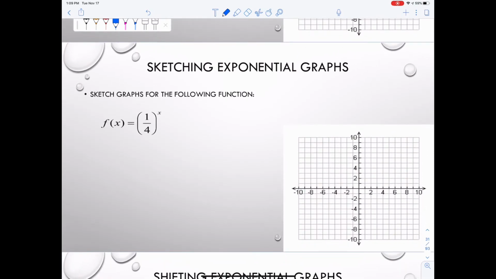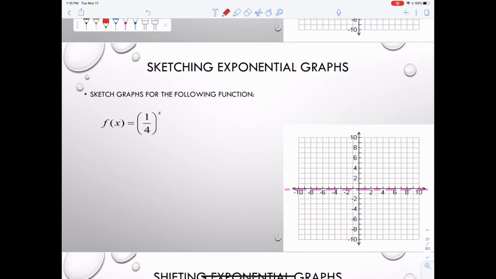Next example I have is f of x equals 1/4 to the x. Again, no horizontal, no vertical shifts. So let's do my asymptote with a highlighter. Maybe it'll make it a little easier to differentiate. Okay, so I have my horizontal asymptote at y equals 0, right? Again, I'm going to make this dashed, okay?